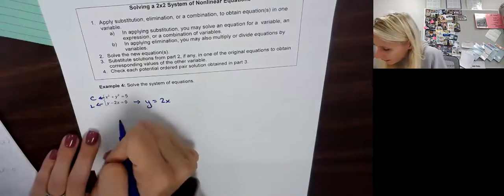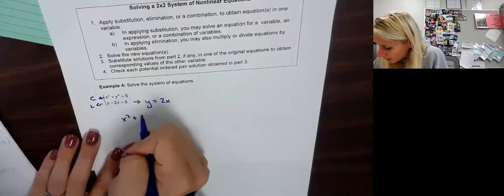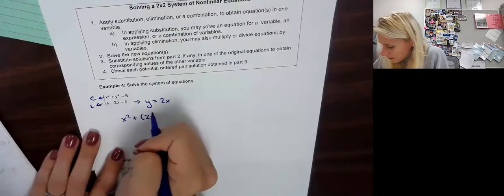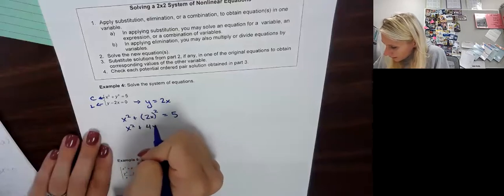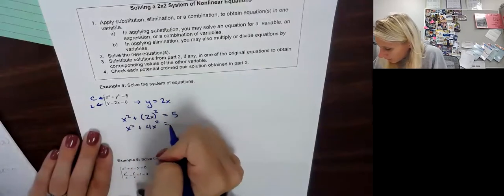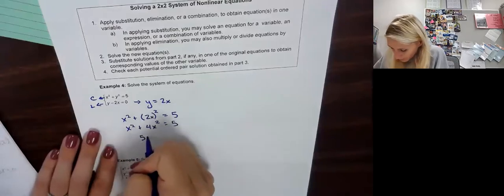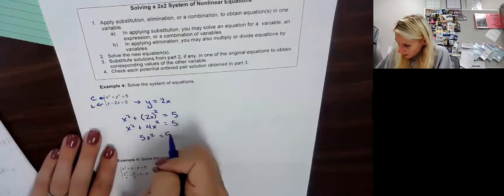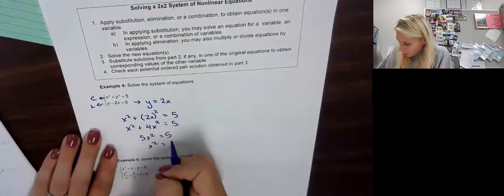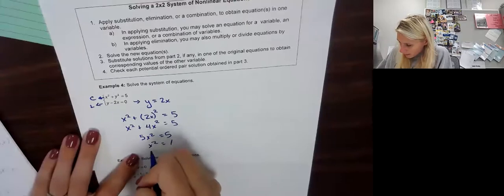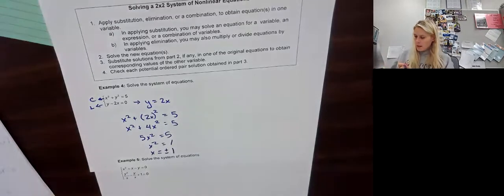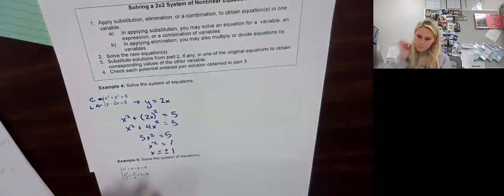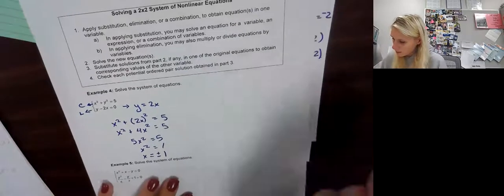I'm going to substitute that in. So x squared plus, instead of y, I'm going to put 2x, squared, equals 5. That's x squared plus 4x squared equals 5. 5x squared equals 5. x squared equals 1. And then x equals plus or minus 1. All right, so now we have to plug back in.